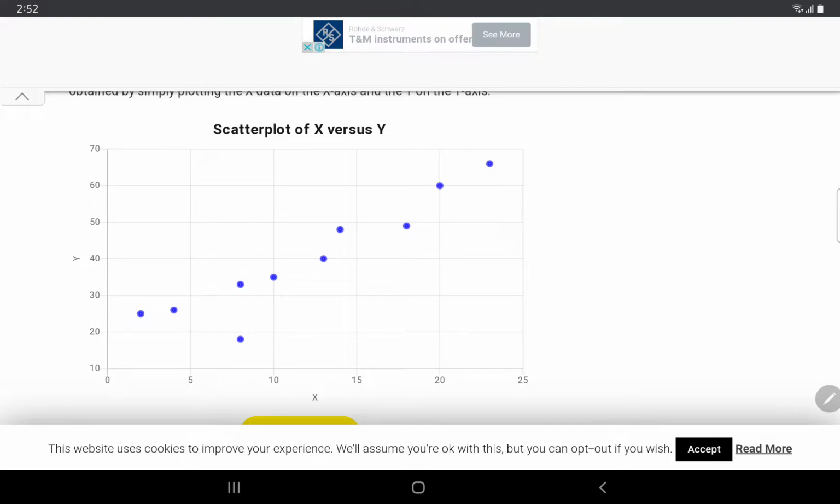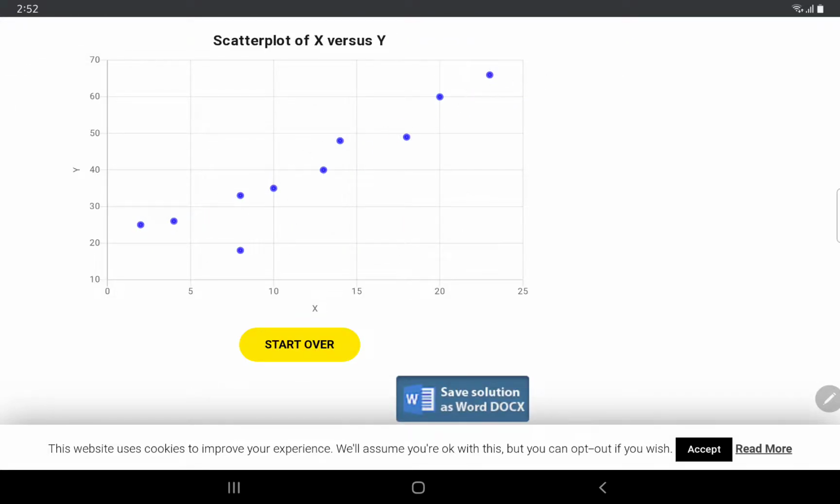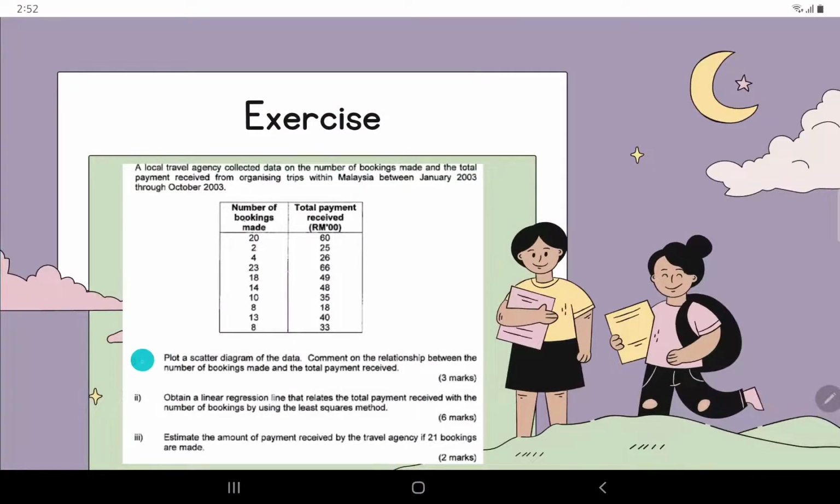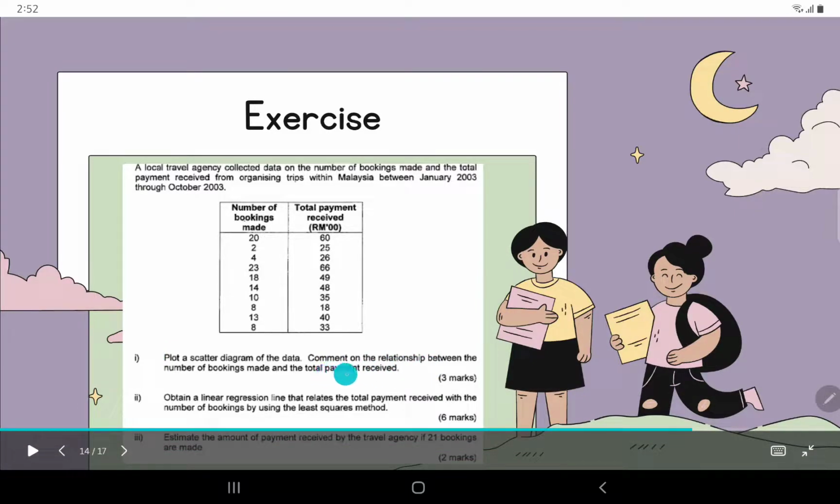So from here we can see that there is a positive linear correlation. Positive linear correlation. Sebab dia bentuk ke atas je ni. Banyak ke positif je ni. Okay, positive linear correlation. So itu jawapan untuk nombor 1. Yang dia kata comment on the relationship, kita boleh kata positive linear correlation. Okay, number 2, obtain a linear regression line that relates the total payment received with the number of bookings. So linear regression line maksudnya kita kena cari y equal to a plus bx lah.